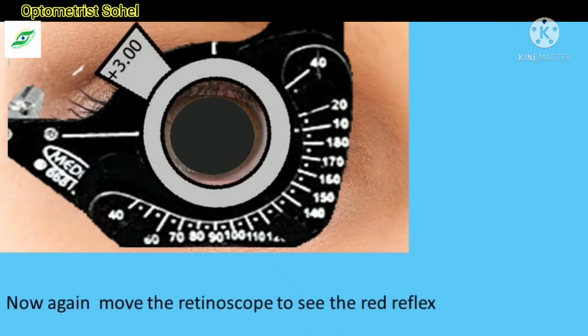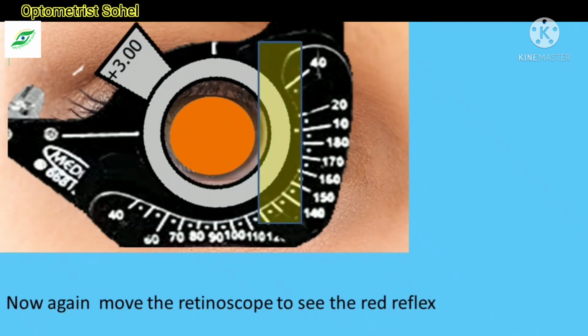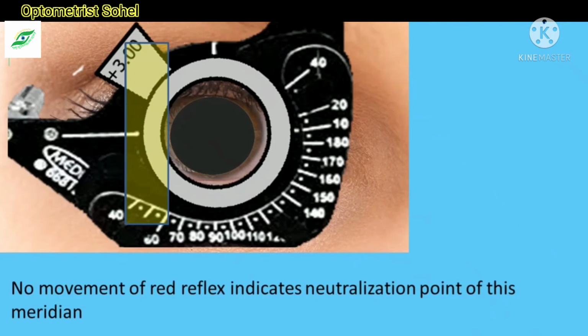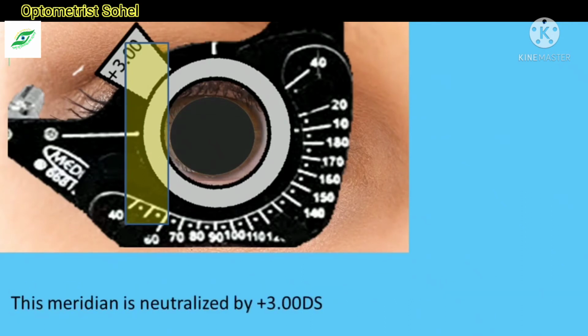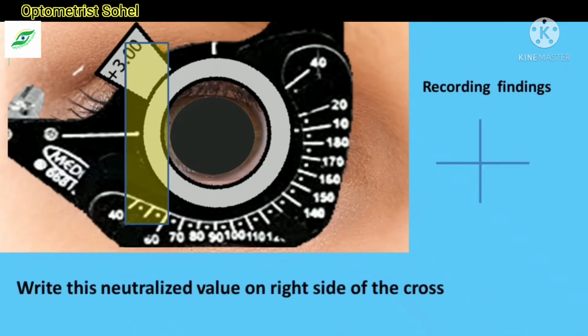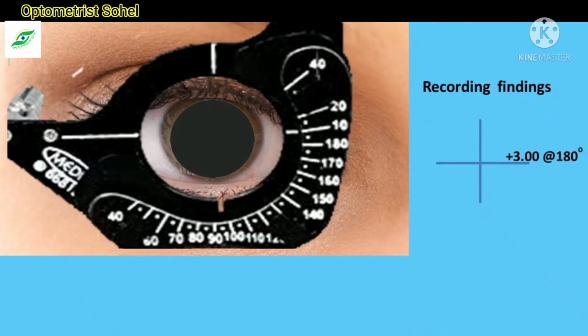Now again move the retinoscope to see the red reflex. No movement of the red reflex indicates the neutralization point of this meridian. This meridian is neutralized by plus 3 lens. Recording findings. Write this neutralized value on the right side of the cross. Plus 3 at 180 degrees.